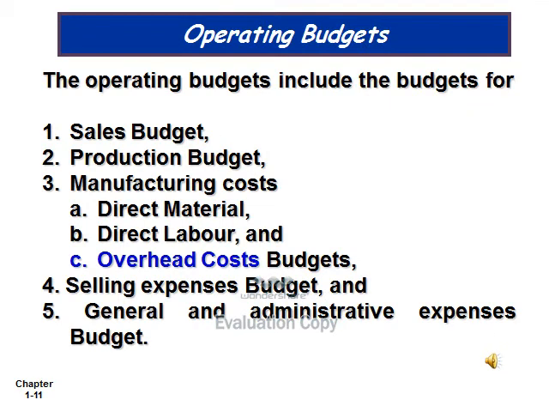Return to operating budgets. The operating budgets include the budgets for sales budget, production budget, manufacturing cost budget, selling expenses budget, and general and administrative expenses budget. We had studied sales budget, production budget, in manufacturing cost budget, direct material and direct labor. Now we will take an example to learn how to prepare overhead cost budget.